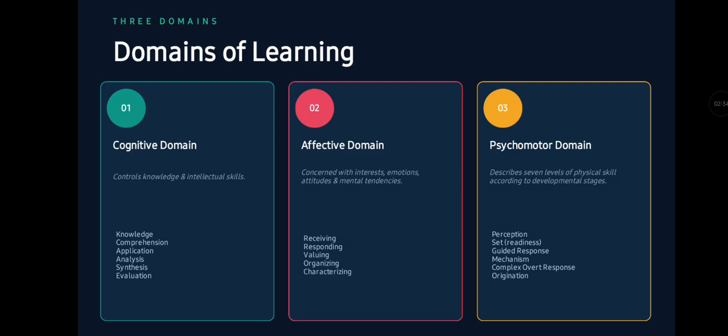Well, there are three types of domains. Domains of learning. First, cognitive domain controls knowledge and intellectual skills. Knowledge, comprehension, application, analysis, synthesis, evaluation. Second, affective domain concerned with interest, emotions, attitudes, and mental tendency. Includes receiving, responding, valuing, organizing, characterizing. Third, psychomotor domain describes 7 levels of physical skill according to developmental stage. Perception, set, that is readiness, guided response, mechanism, complex overt response, origination.